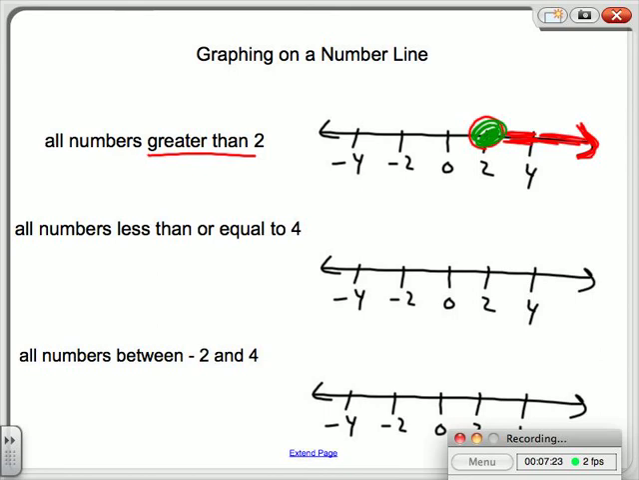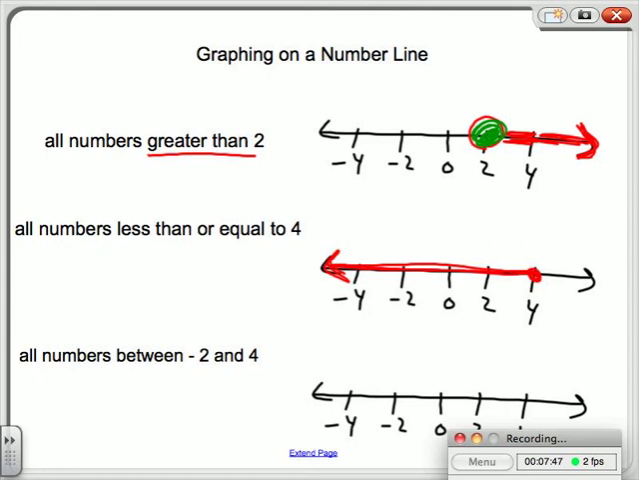All numbers less than or equal to 4, well, now it equals 4, so I'll put a dot at 4, and everything less than is obviously the numbers to the left of 4. 2 is less than 4, 0 is less than 4, negative 2 is less than 4, negative pi is less than 4. Any numbers to the left of 4 should be shaded in.